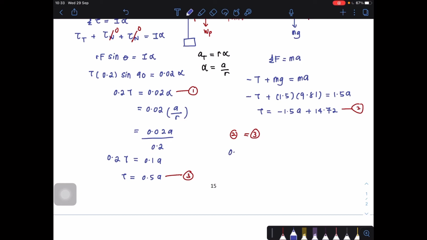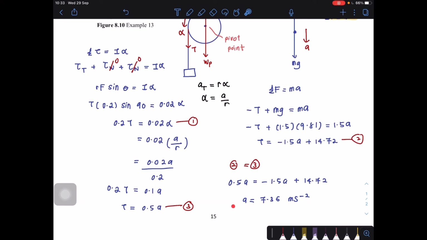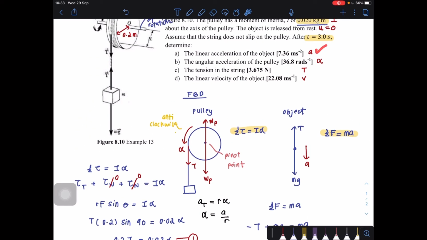So, 0.5 A sama dengan negative 1.5 A plus 14.72. So, A will be equal to 7.36 meter per second square. Okay, so now kita sudah dapat value untuk acceleration. The first question kita sudah dapat.